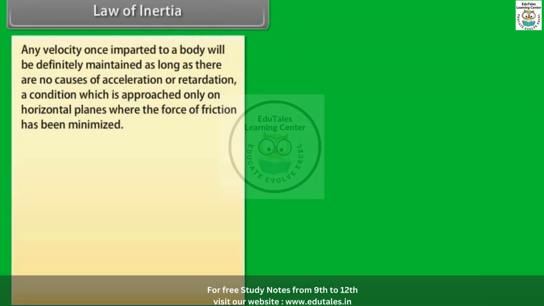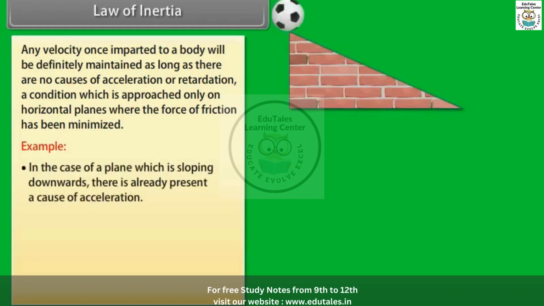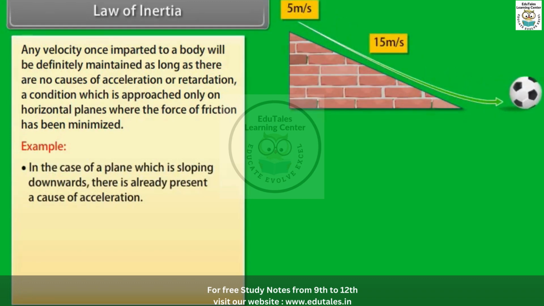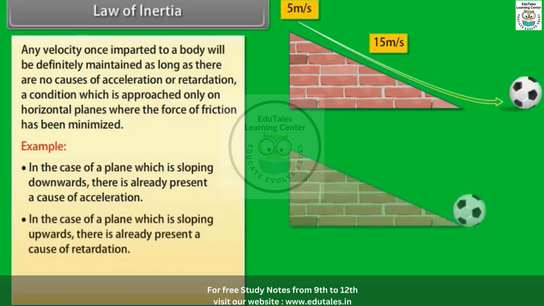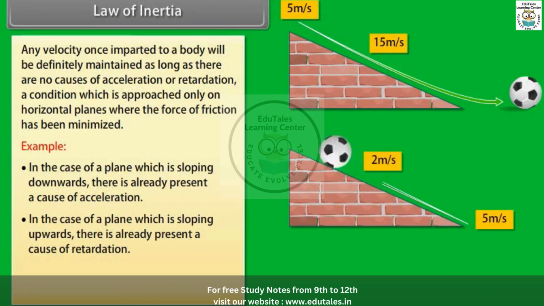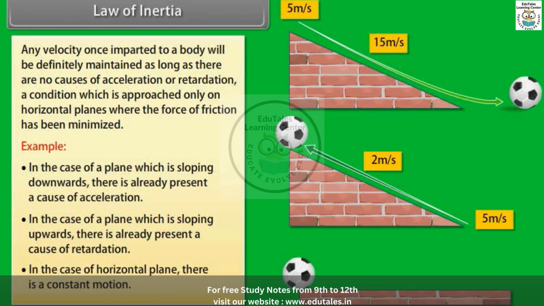Any velocity once imparted to a body will be maintained as long as there are no causes of acceleration or retardation, a condition which is approached only on horizontal planes where the forces of friction have been minimized. Let us take an example. In the case of a plane sloping downwards, there is already present a cause of acceleration. In the case of a plane sloping upwards, there is already present a cause of retardation. In the case of a horizontal plane, there is constant motion.